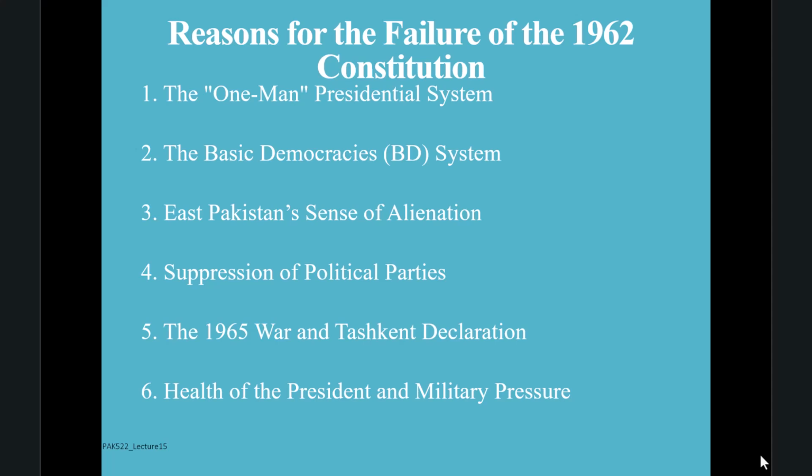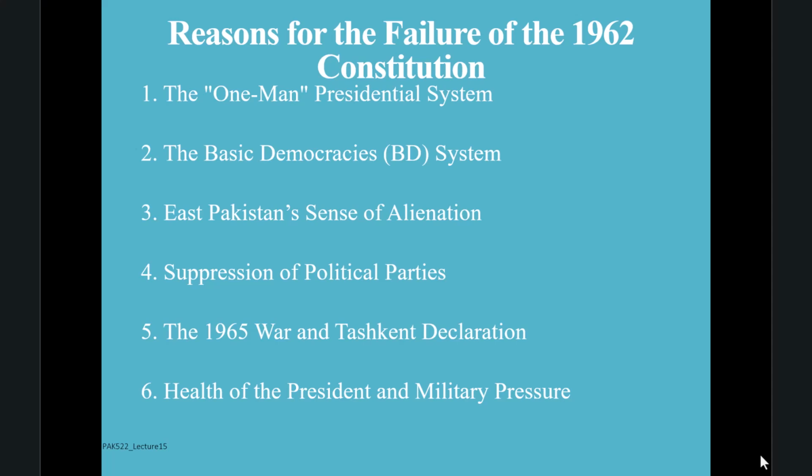So, the suppression of political parties. Point number 4. Initially, the 1962 Constitution banned political parties, and even when they were later allowed, they faced heavy restrictions. Without a platform for healthy political debate, the opposition turned to street protests and strikes to express their frustration.